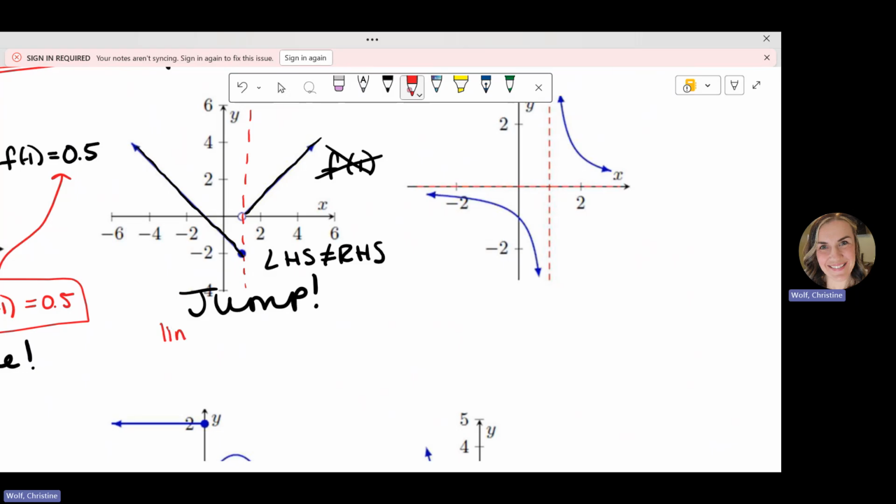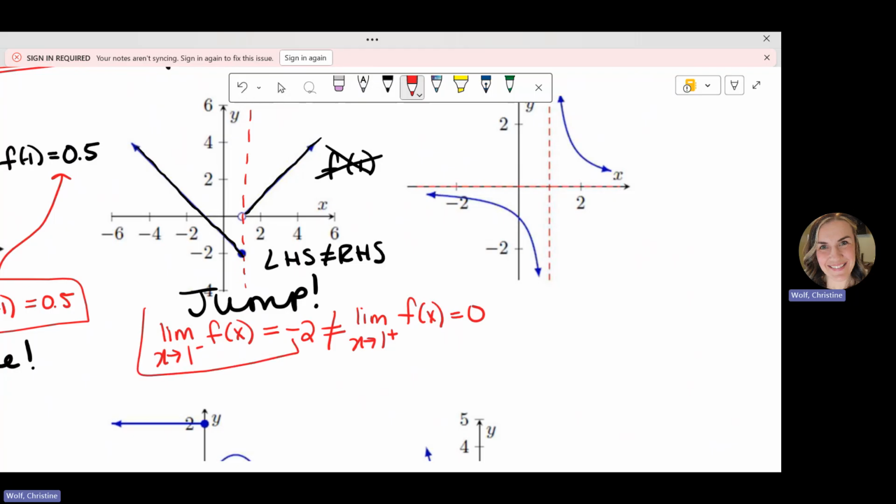Then I'll show you the justification you have to write. We checked the left-hand side as we approached 1 from the left of our function, and we got an answer of -2, and that is not equal to what we got when we checked the right-hand side of our function, which we got as 0. So our left-hand side does not equal our right-hand side, and that's the definition of jump.